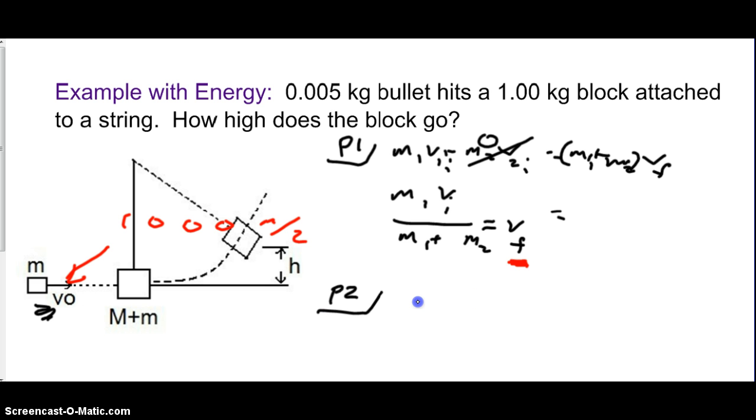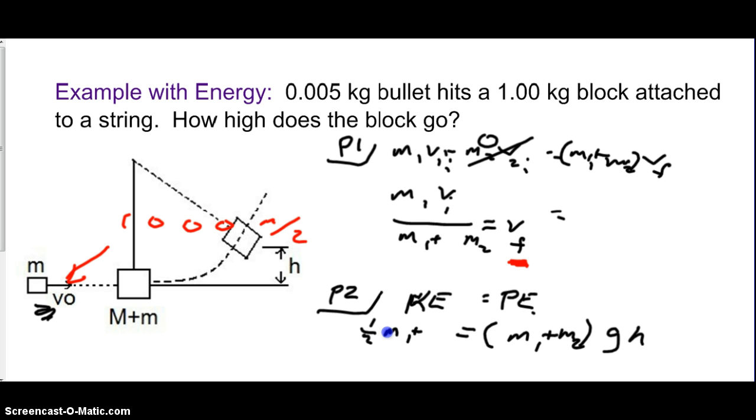Now this is just a conservation of energy equation. So we know that there are no non-conservative forces, so you get KE at the beginning equals potential energy at the end. So this would be m1 plus m2 g h equals one half m1 plus m2, and I'm going to have to write it over here because I ran out of room, times that final velocity from part 1 squared.